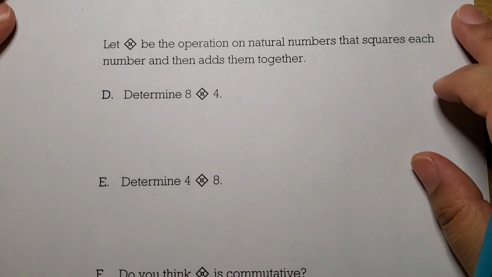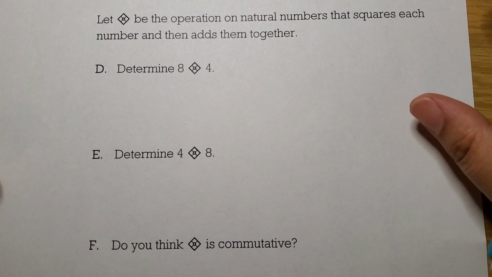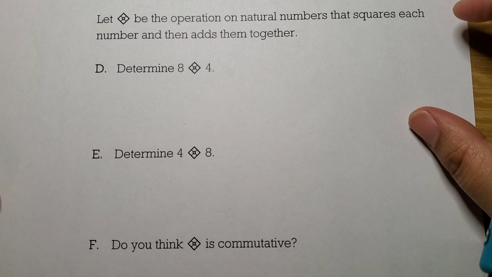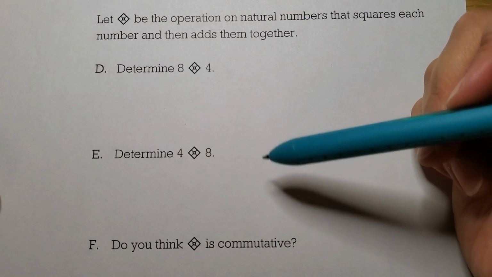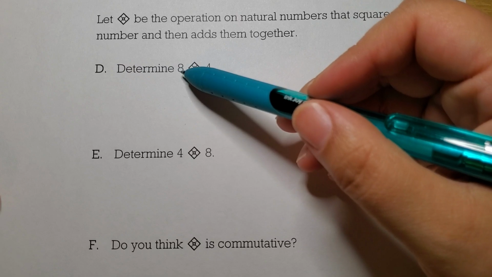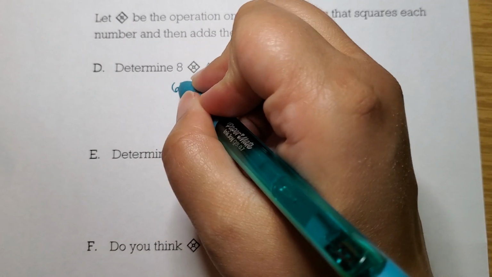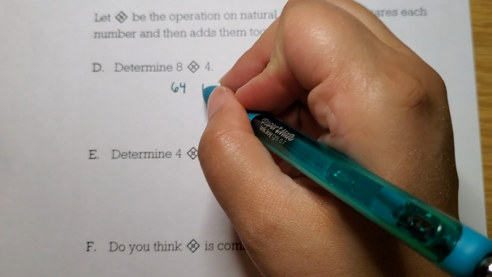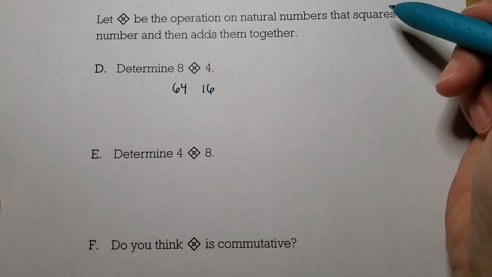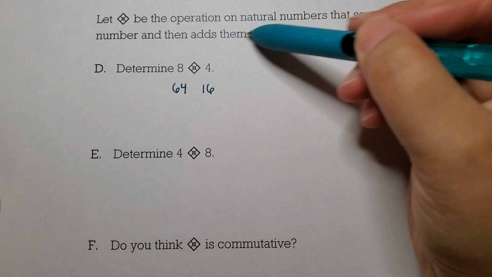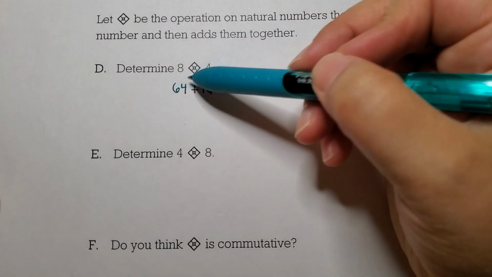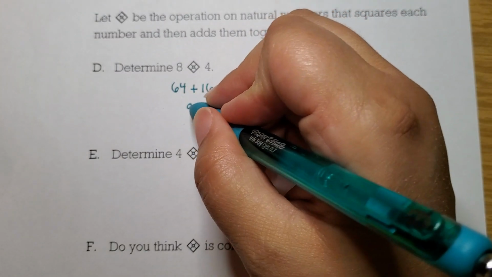Let's do another weird example. Here, we're going to let diamond be the operation on natural numbers that squares each number and then adds them together. So let's find 8 diamond 4. I've got to square 8. That means 8 times 8, which is 64. Then I have to square 4. 4 times 4 is 16. So I've squared each number, and then I'm going to add them together. So 64 plus 16 is going to be 80.